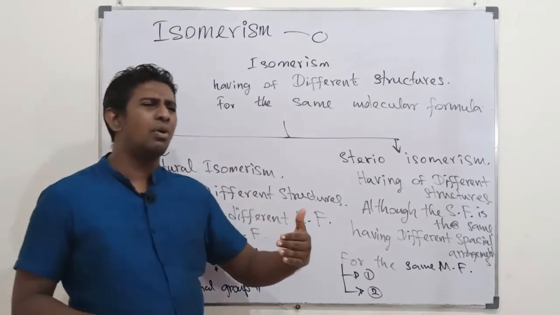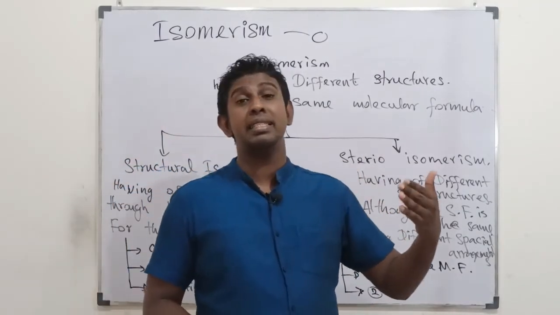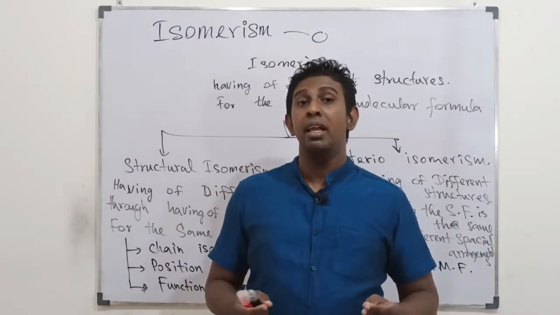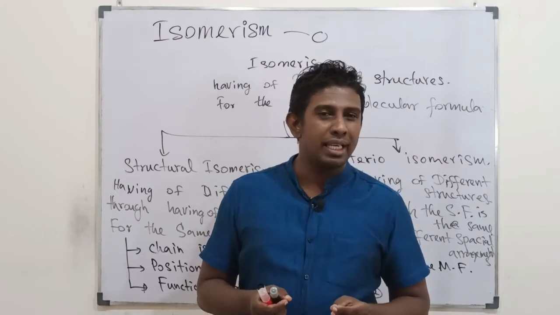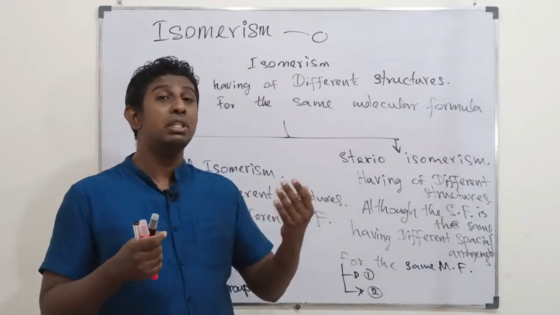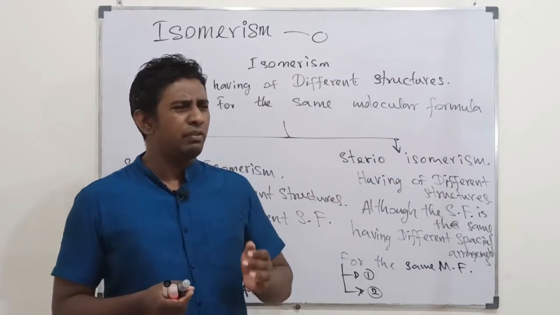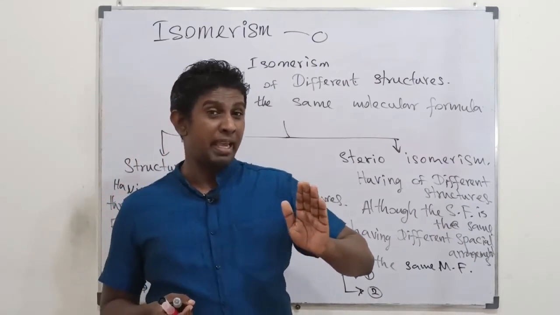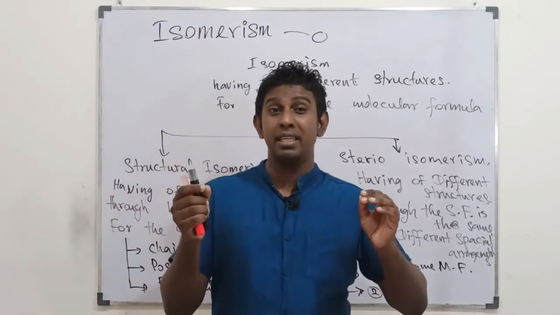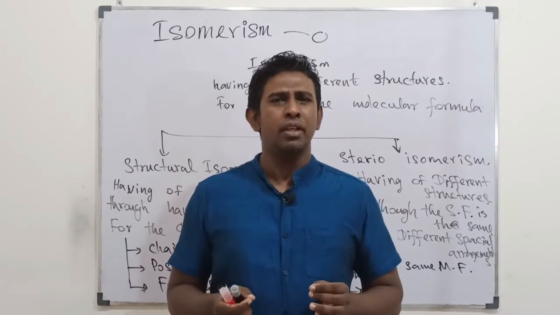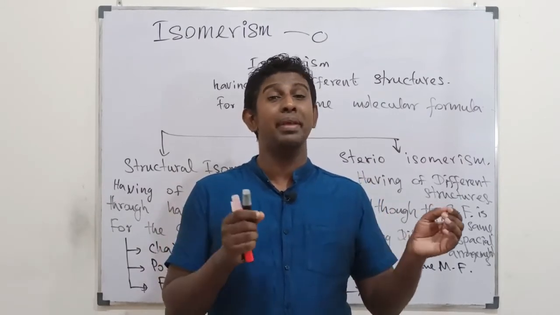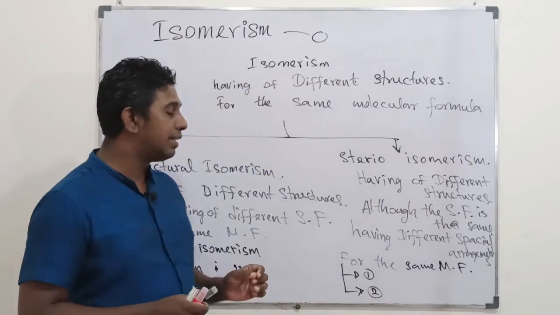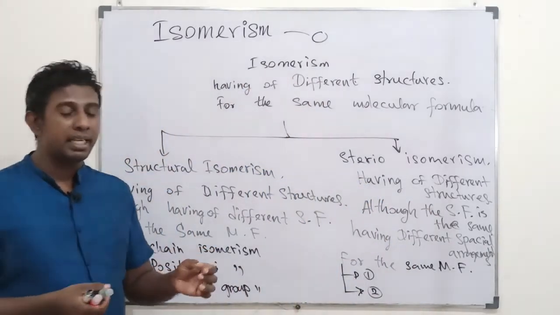There is a reason for naming it optical. Optical stands for light. We call it optical because it's the method by which we can distinguish them. When we pass monochromatic plane polarized light, we are going to learn about this soon, only then can you distinguish one from the other. That's the reason we call it optical isomerism.